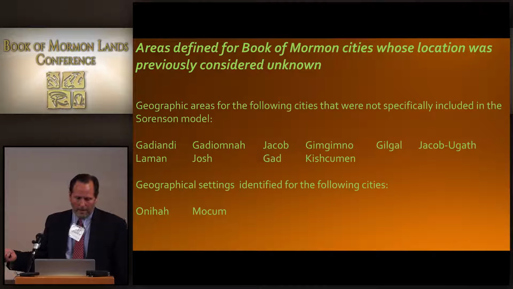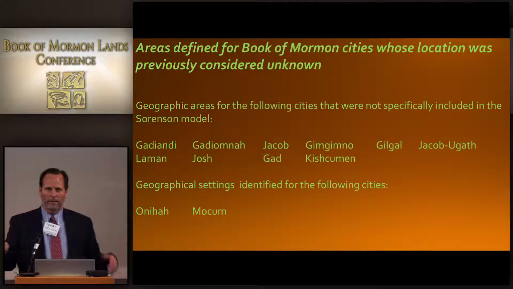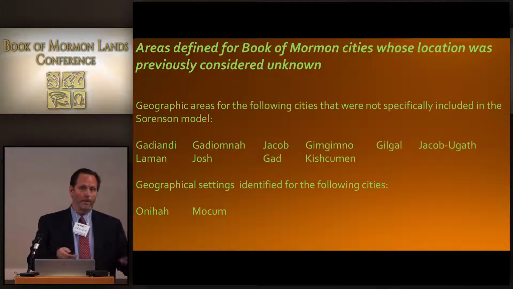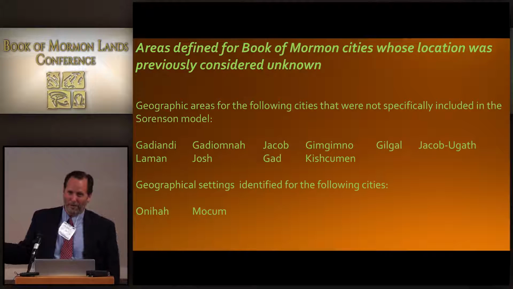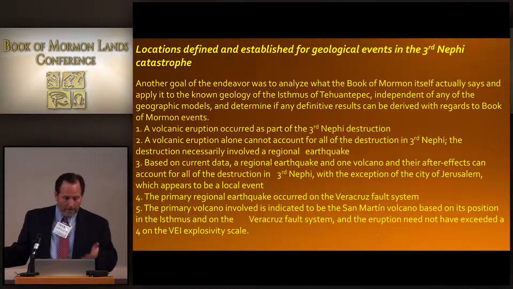I think I've defined areas for Book of Mormon cities whose location was previously considered unknown, and I've listed those here. Some, like Onihah and Mocum, were covered with water. I can't really tell you where, but at least you can see there are only certain geographical scenarios. It's got to be within a certain distance. You could have a blocked river, so it doesn't tell you exactly where it is, but you can lay it in and say, well, it's not there because it doesn't fit that geographic setting. Another goal was to analyze what the Book of Mormon actually said. I'm not going to go through all this because I'm running out of time.